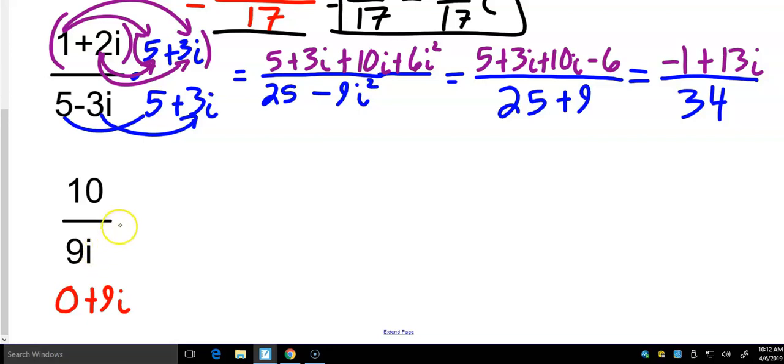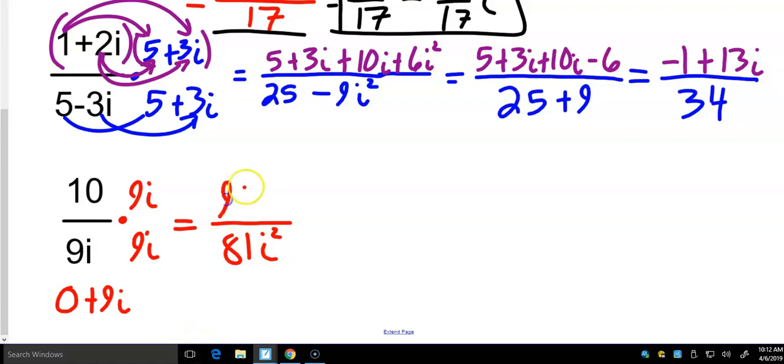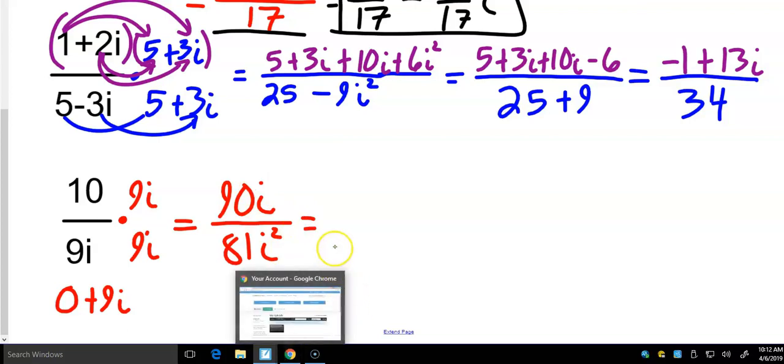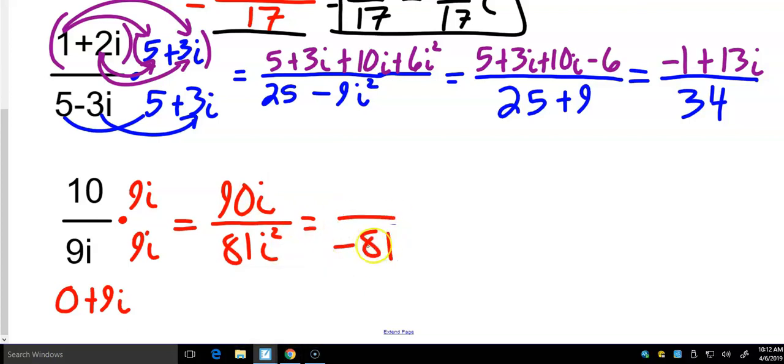So here, all we're going to do is multiply by our radical. Remember, when we rationalize, we just multiply by whatever the radical is that's down there. So we're just going to multiply by 9i. So in the bottom, we get 81i squared. And in the top, you get 90i. Well, we know what i squared is. That's negative 1. So the bottom number really becomes a negative 81, over 90i.